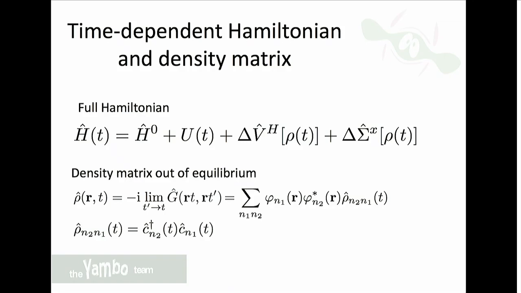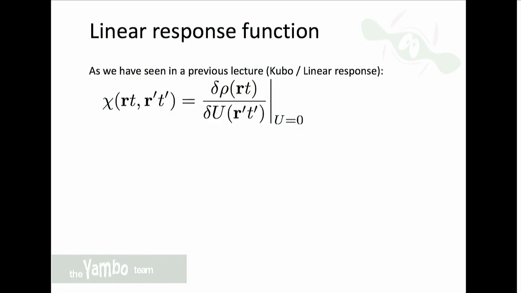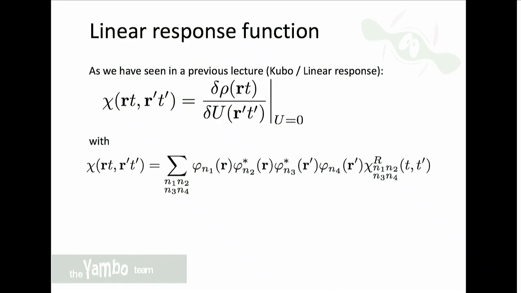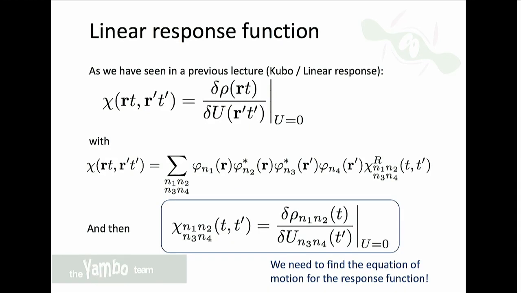Perfect. We are not really interested in the density matrix per se. We are interested in the response function. And as you have seen on Monday, in the linear response Kubo formula, this gives the variation of the density matrix with respect to the external field. So this is what we want to compute. This will contain the electron-hole interaction. And this can also be expanded in a single particle basis set. It will depend on four single particle indices, as you can see here. And of course, even in this basis set, this functional relation is still valid, right? So we can write it like that.